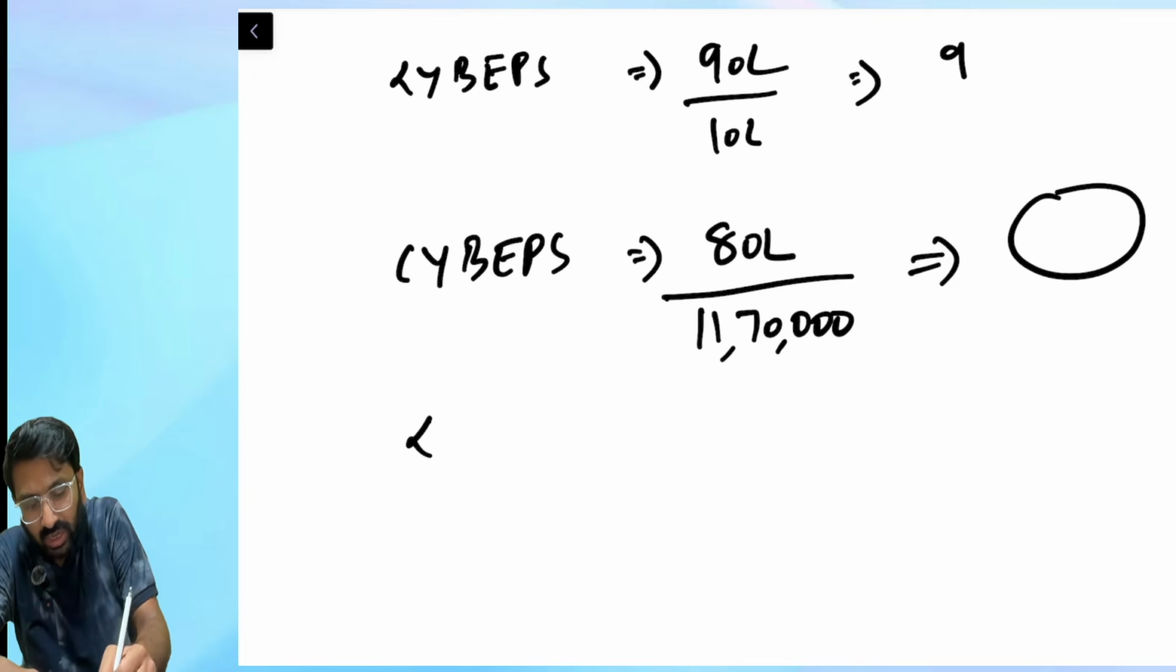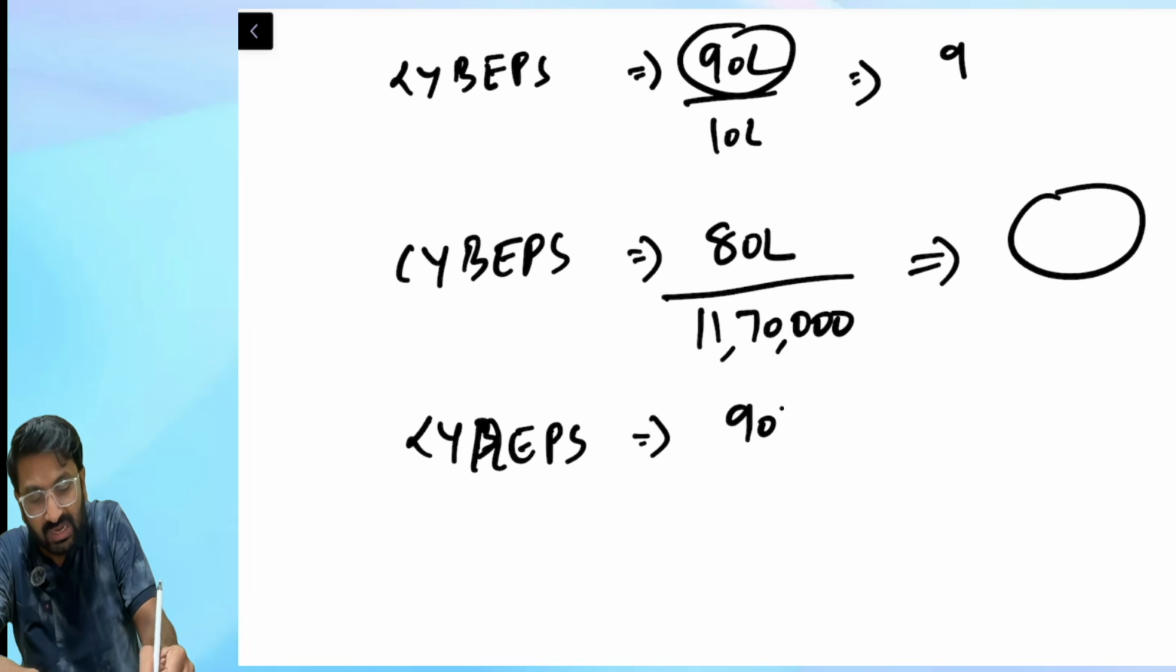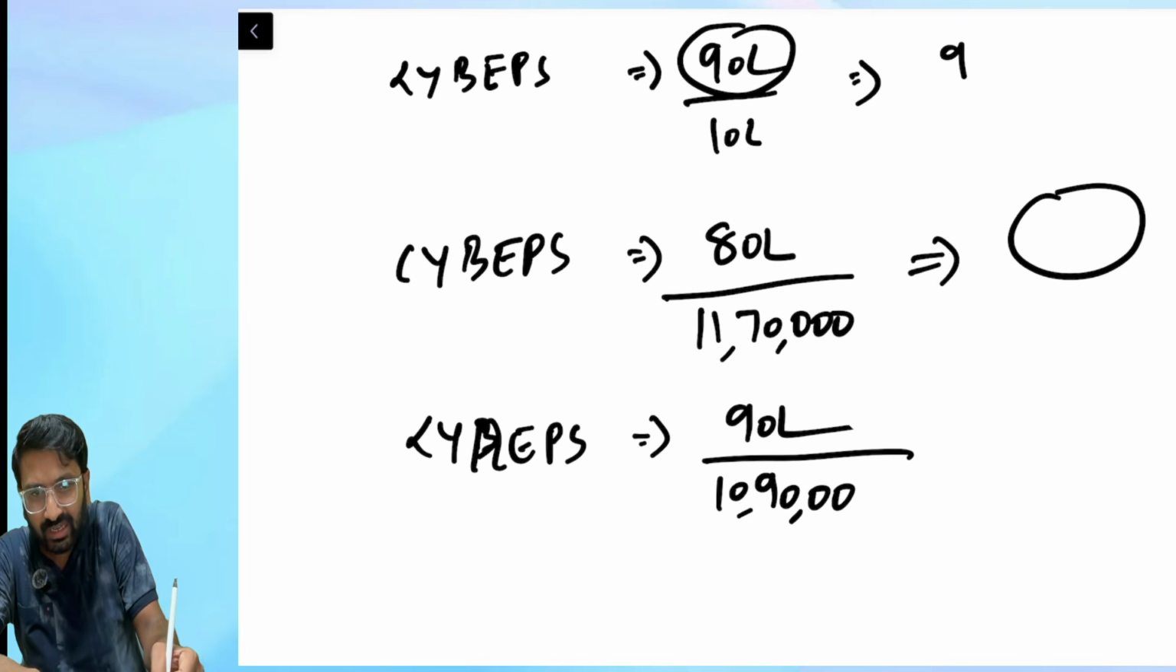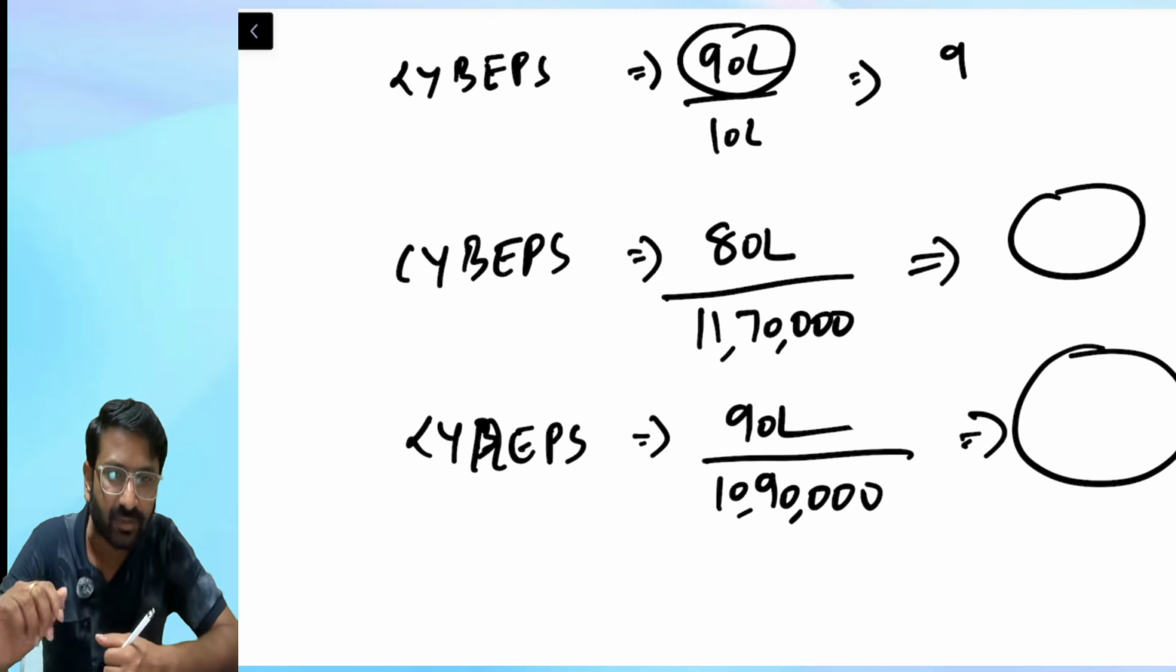In addition to that, you should also calculate last year adjusted EPS. And how do you get that? Last year profit 90 lakh divided by previous year wage that you have recalculated, 10 lakh 90,000. Do that. That will give you last year adjusted EPS.